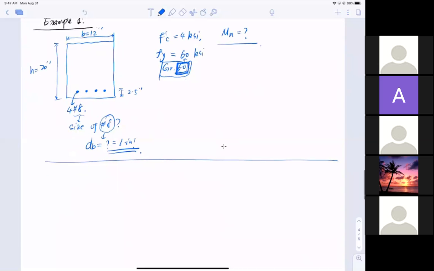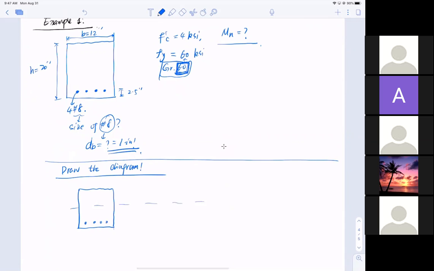So first, always draw. I want to see the diagram every time in your homework, okay? Draw the diagram, and the diagram looks like this. 1, 2, 3, 4, 4 rebars at the bottom, and neutral axis right here. And I draw the distribution in terms of strain first, in terms of strain.